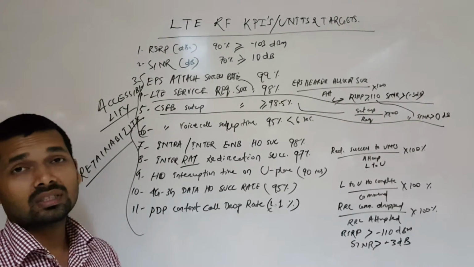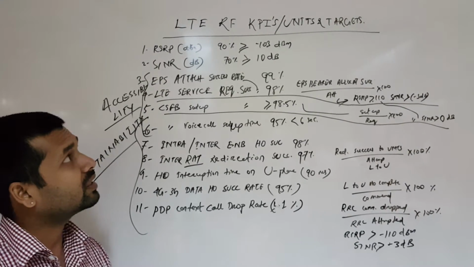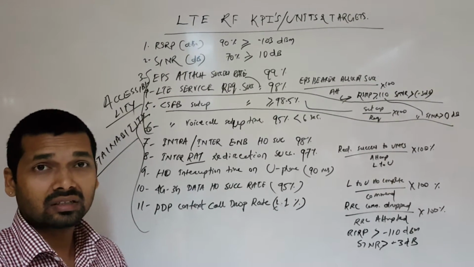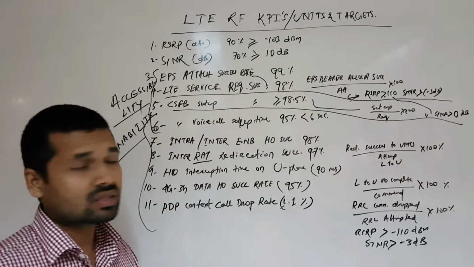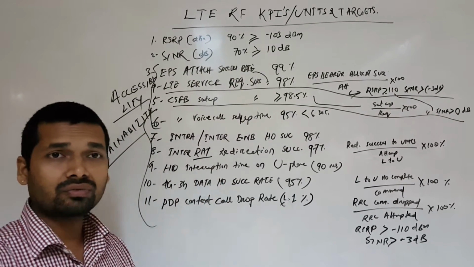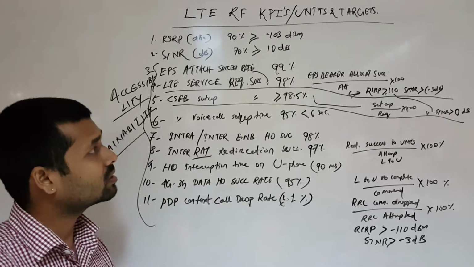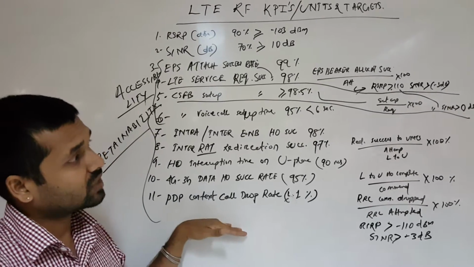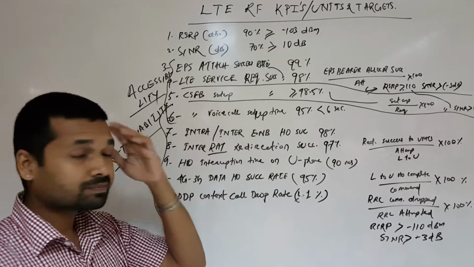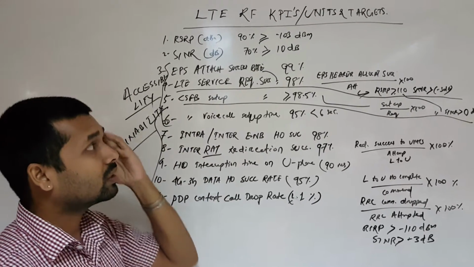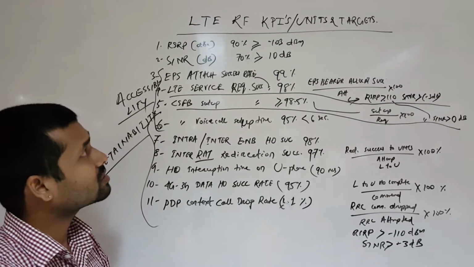Let's have a look at the KPIs part, their ranges, their units, and the detailed description. I have captured some of the KPIs, and the next class, the second part, will go further into some more KPIs. Here I have taken 11 different KPIs. I'll go one by one: the ranges, the unit, and how to achieve these targets.